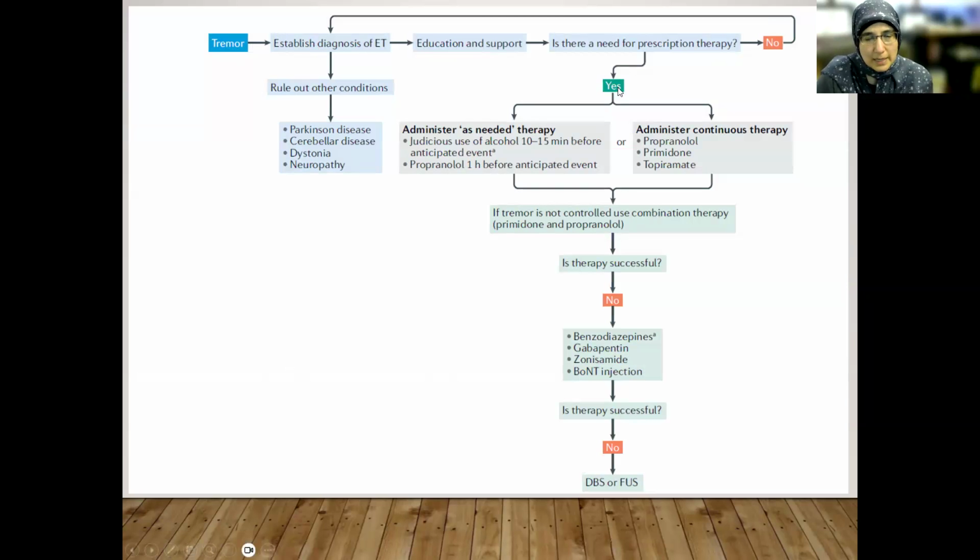But if there's a need, then yes, we can give medicines. As I said, the top medicines are propranolol, primidone, and topiramate as well. We can use them in combination too. If the therapy is not successful because the tremor is progressing, then we can add other medications, including Botox injections. And as the tremor progresses, if the therapy is still not successful, then we can go to the surgical options.